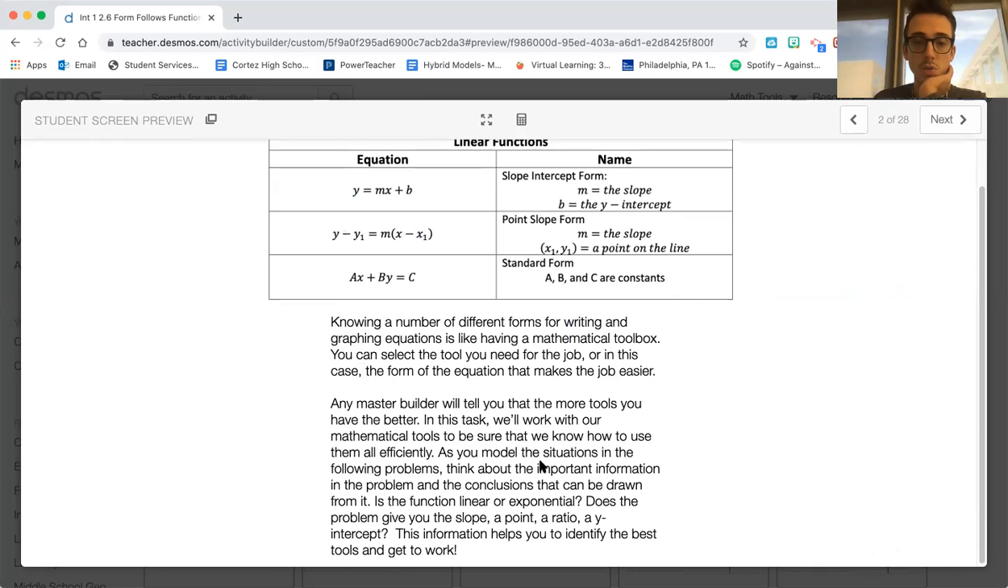As we move into the situations, think about the important information in the problem and the conclusions that can be drawn from it. Is the function linear or exponential? This is diving into 2.3 when we first talked about those terms. Does the problem give you a slope, a point, a ratio, a y-intercept? The information helps you identify the best tools and get to work. I would agree. Those are all helpful things.